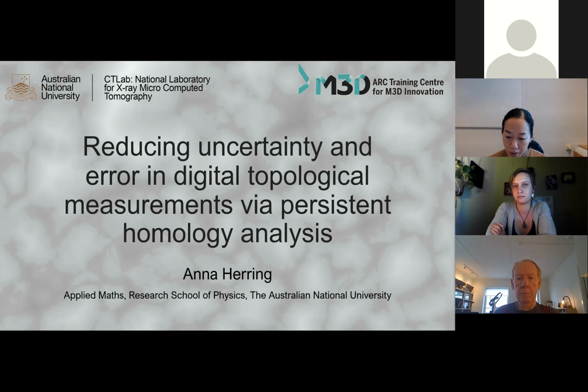She was awarded a Discovery Early Career Researcher Award Fellowship from the Australian Research Council in 2018, and she's also a chief investigator for the Australian Research Council Training Centre for Multiscale 3D Imaging, Modelling, and Manufacturing at the ANU. Her talk today will focus on a topological data analysis method, persistent homology, and how this can be used to characterize fluid microstructure. Okay, Anna, now the floor is yours.